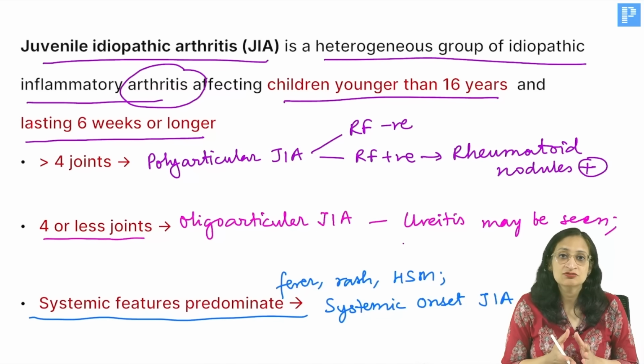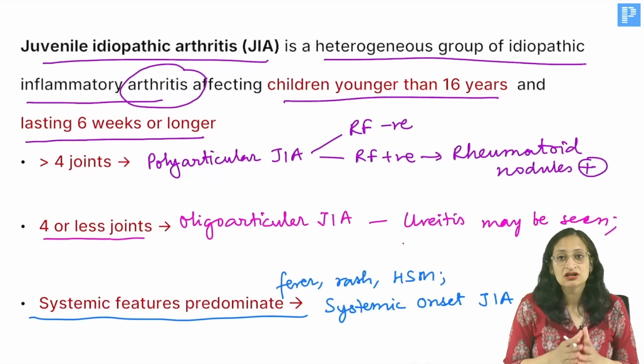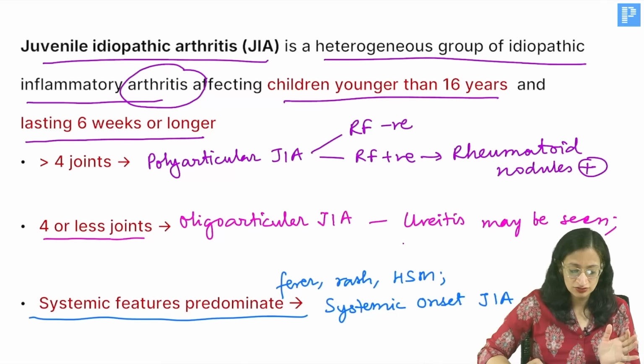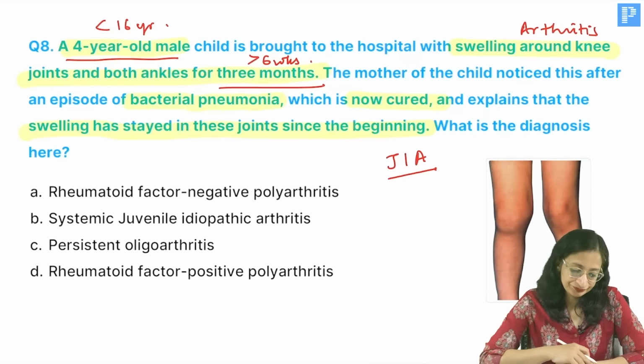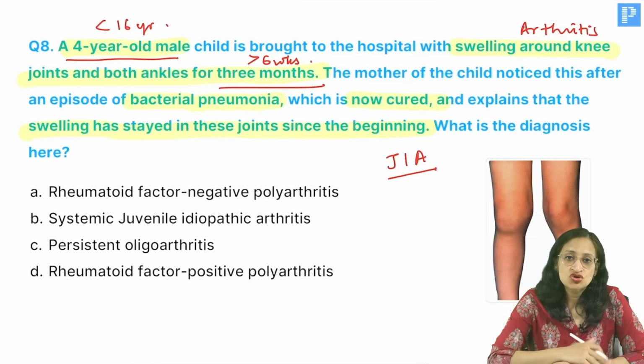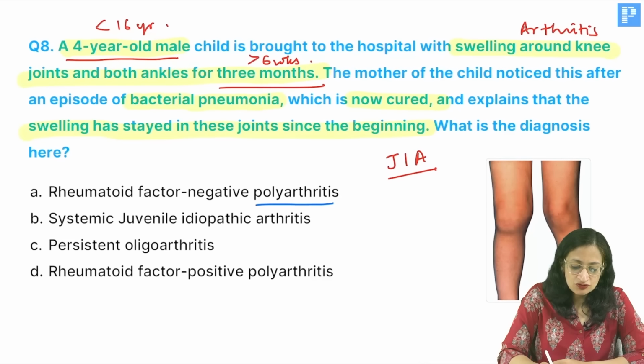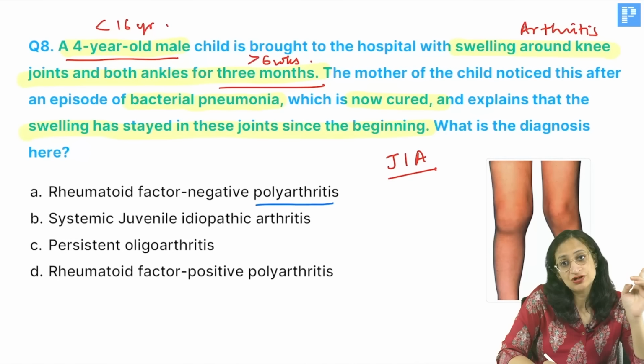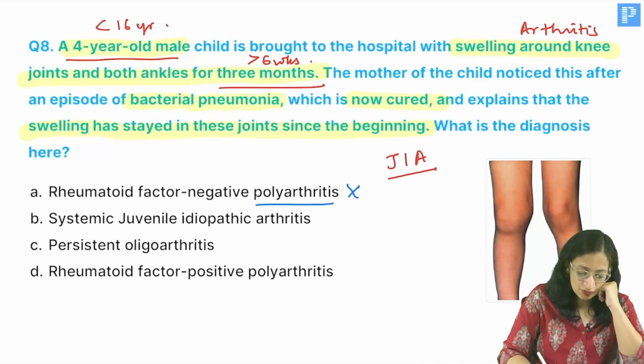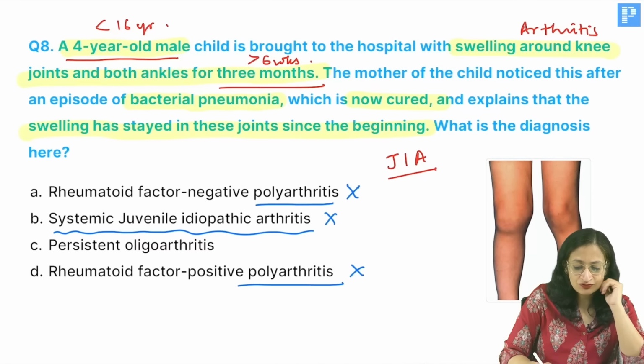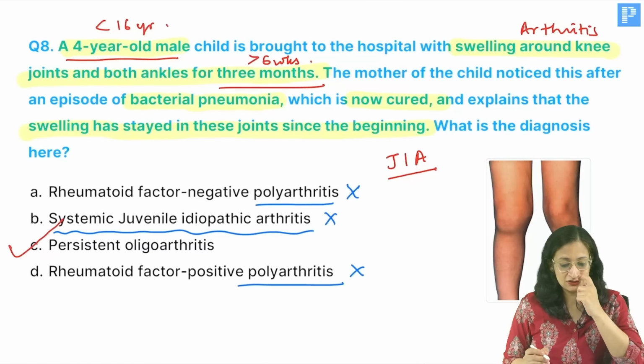There are various other types also which now come under its ambit, like psoriasis related inflammatory arthritis, enthesitis related arthritis, and so on. So here we can see 3 or 4 joints are involved and it is fitting in the definition of JIA, but it is not polyarthritis. For polyarthritis, we need more than 4 joints, so 5 or more joints have to be there. So these 2 options are out. Systemic JIA, we are not thinking because fever, rash, hepatosplenomegaly are not mentioned. So our best diagnosis here is persistent oligoarthritis, right?